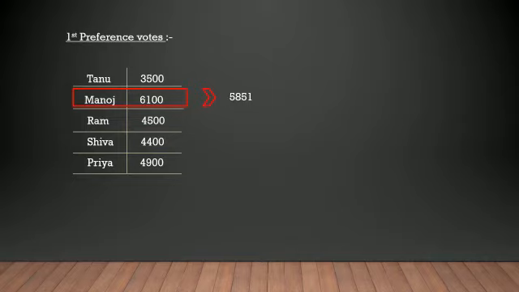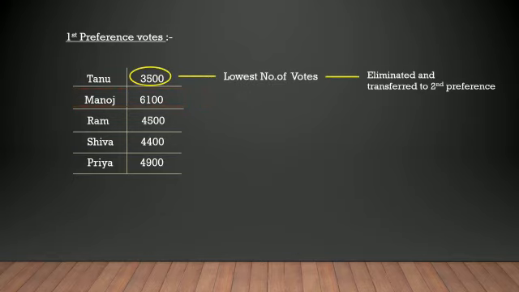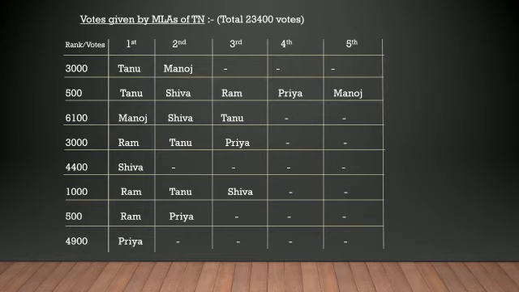Thus, to select the remaining 2 who will fill the seats, that candidate who has secured the lowest number of votes should be eliminated and his or her votes shall be transferred to the rest based on the second preference. That is, Tanu has secured the lowest number of votes. This 3,500 votes will be transferred to the second preference. What were the second preference for these 3,500 voters? Out of those 3,500 voters, 3,000 voters gave second preference as Manoj and 500 voters gave second preference as Shiva.